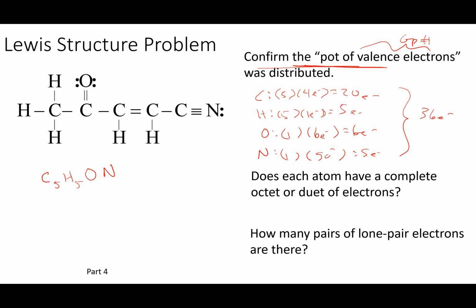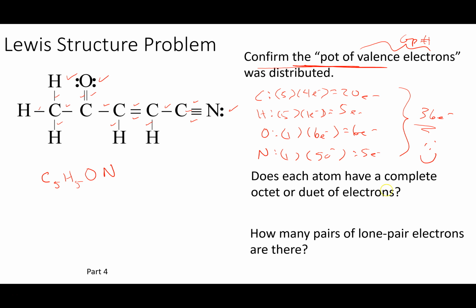So let's see if we have 36 electrons on our Lewis structure. Each time you see a dash, it's 2 electrons. So I have 2, 4, 6, 8, 10, 12, 14, 16, 18, 20, 22, 24, 26, 28, 30. Now I'm going to do my lone pair electrons. 32, 34, 36. So that's what I mean about confirming that.